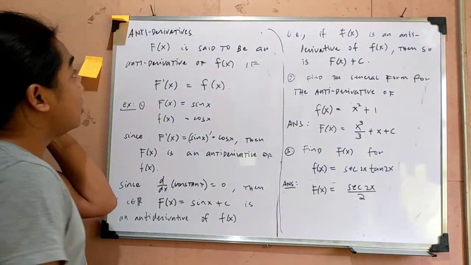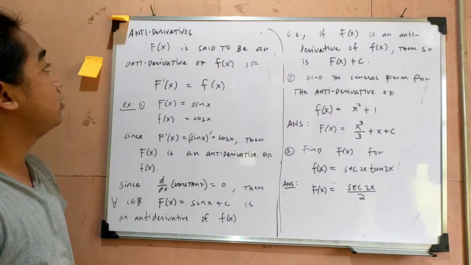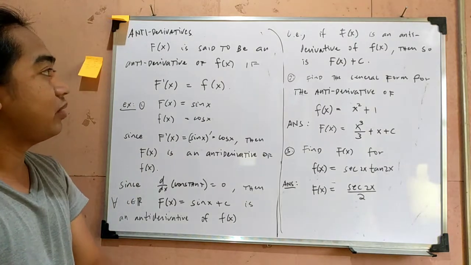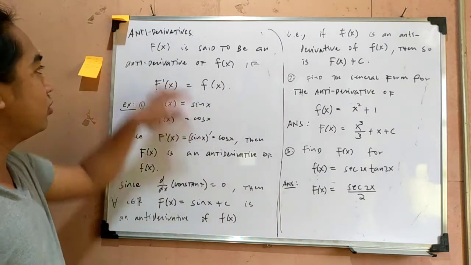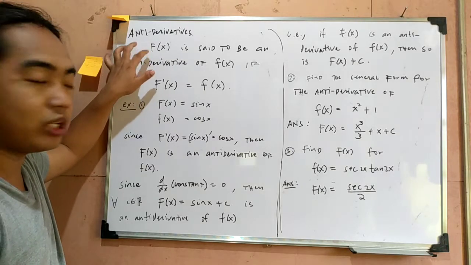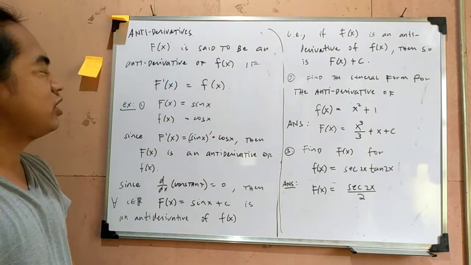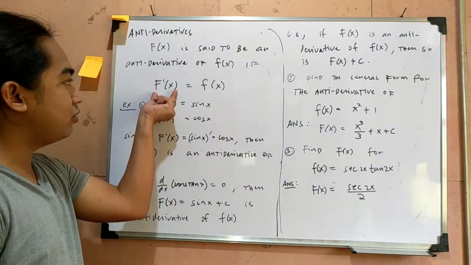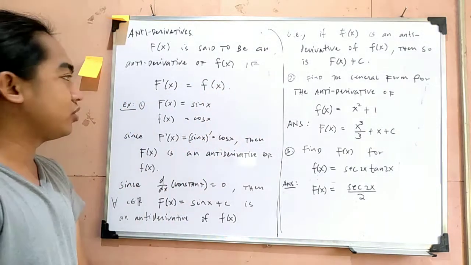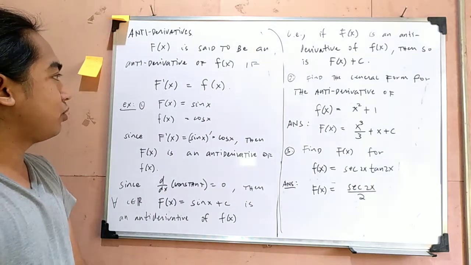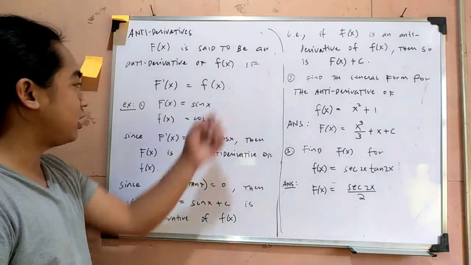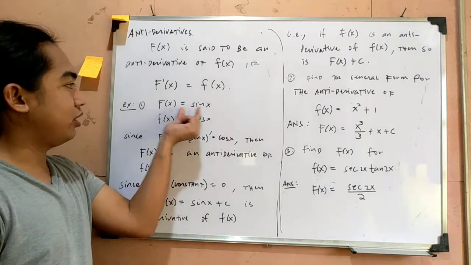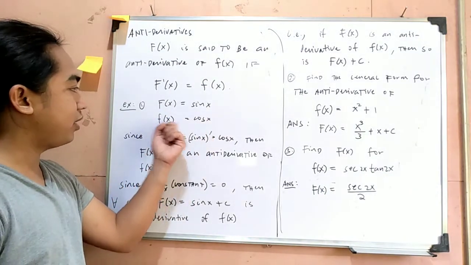So, capital F of x is said to be an antiderivative of f of x. So, yung antiderivative capital, yung notation, yung function is small letter, if the following holds. Ibig sabihin, yung derivative should be the function given. So, for example, let's illustrate this as an example. F of x equals sin x and small f of x equals cosine x.